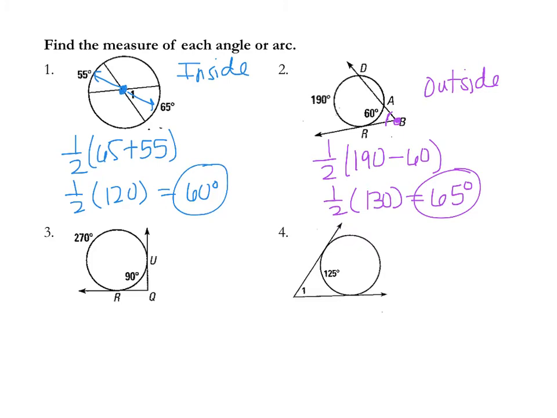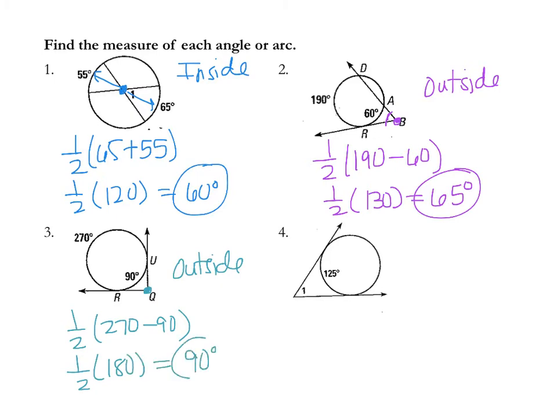Alright, let's take a look at number 3. In number 3, the angle is outside the circle again. So we're doing outside. And the formula says I have to do 1/2 arc minus arc. So that's going to be 270 minus 90, which is 1/2 of 180, which gives me 90 degrees. Okay? Hopefully we're doing good so far.